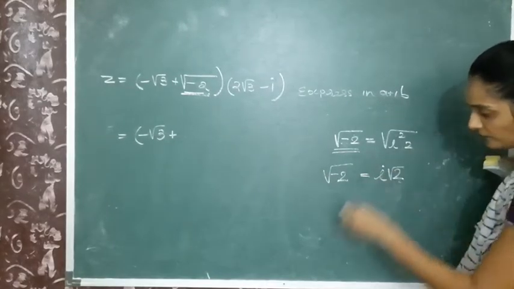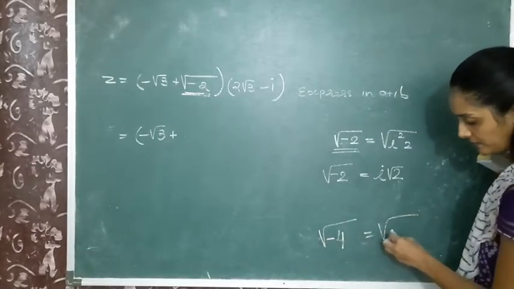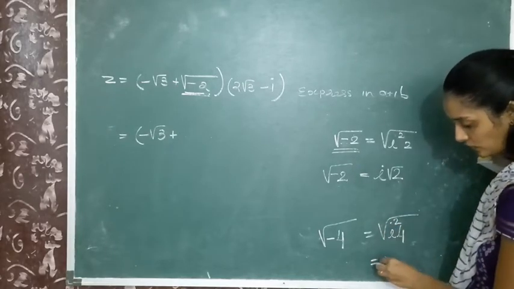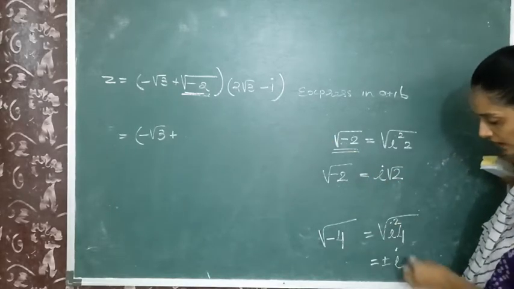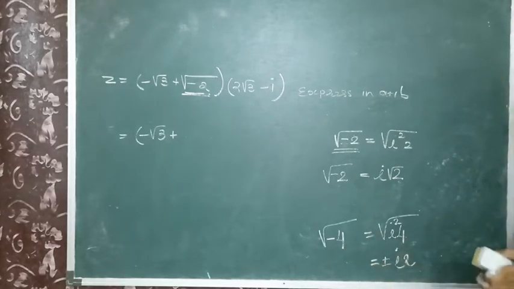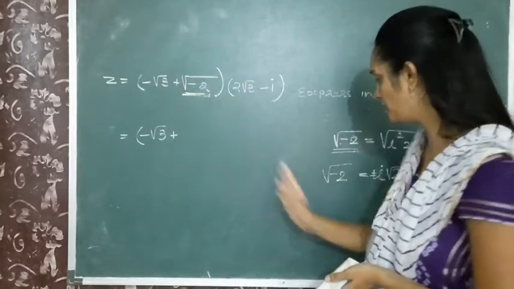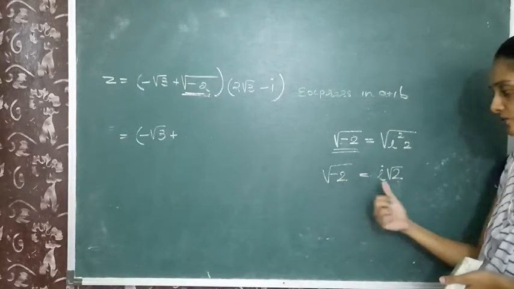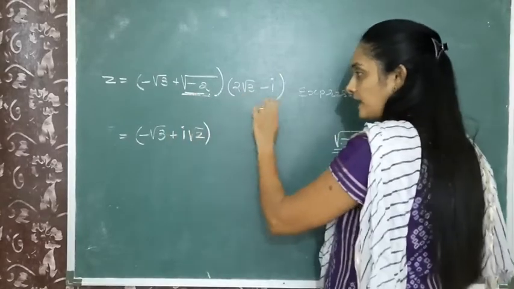Okay, if there is a sum like root of minus 4, first minus is replaced by I square. So now the answer is the root of I square, which is I, and the root of 4 is 2. So root of minus 4 is plus or minus 2i. Here also plus or minus, but in this question it is plus, so we can take plus. Then we can replace root of minus 2 by I root 2. The second bracket is as it is.